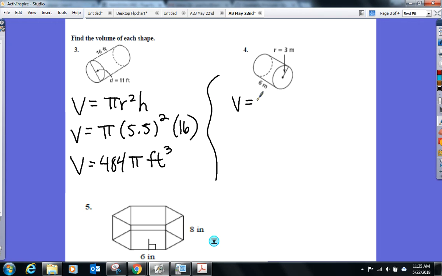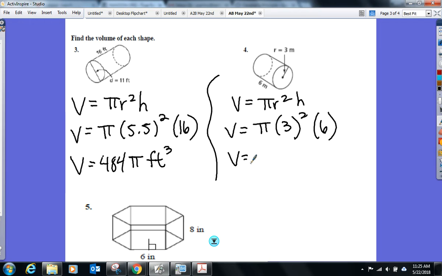And then same thing here, pi r squared times the height. I'm not going to ask anybody on this one. You've got your radius of 3, height of 6, and 54 pi. Look good?